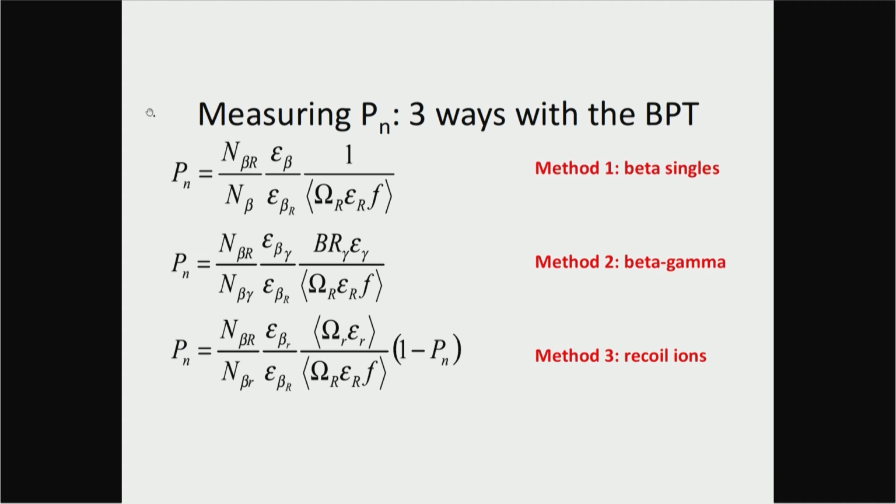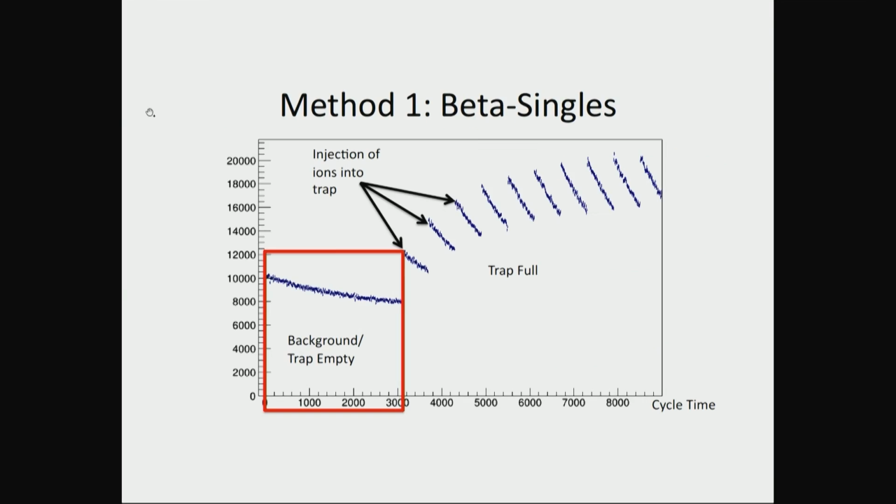In the beta gamma case, the biggest issue here is actually that you have to know the spectroscopy beforehand, or we have to come up with a way to figure out the spectroscopy from the data we have. And then in the third method, you have to deal with the fact that it is not a perfect system, and you do have some ions that are not coming directly from the nucleus of interest.